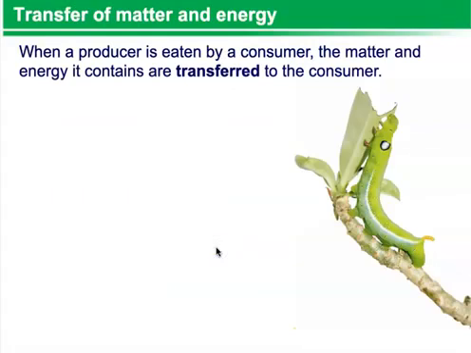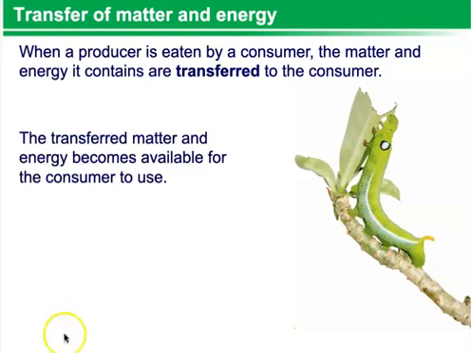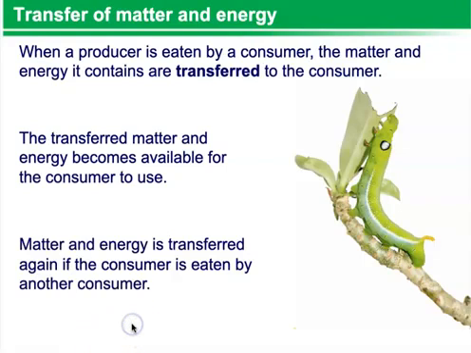Transfer of matter and energy. When a producer is eaten by a consumer, the matter and energy it contains are transferred to the consumer. The transferred matter and energy becomes available for the consumer to use. Matter and energy is transferred again if the consumer is eaten by another consumer.